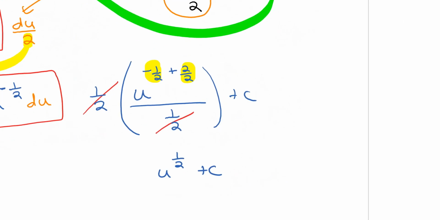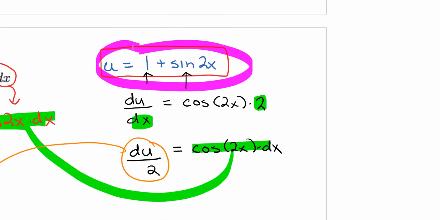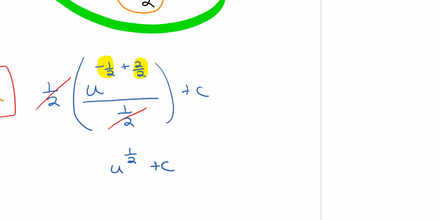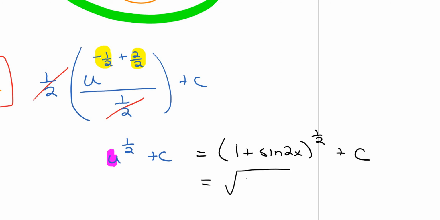And what was u equal to again? Well, u was equal to 1 plus sine 2x. And let's substitute that in for this u. So this is going to be bracket 1 plus sine 2x to the power of 1/2 plus c. And if you want, you can write that as the square root of 1 plus sine 2x plus c.